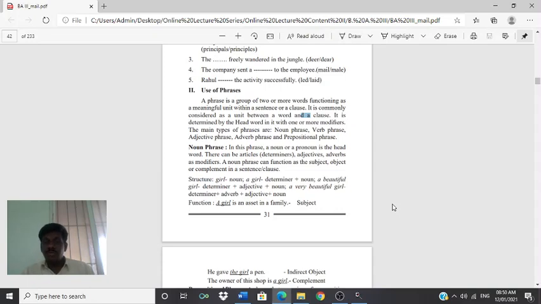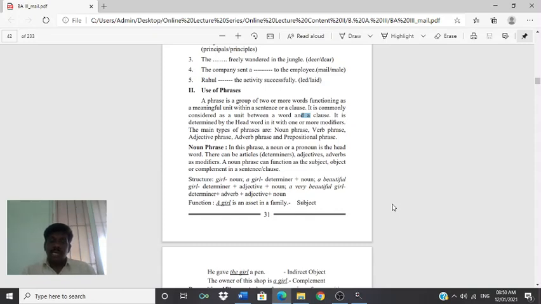Whether it is a noun, if it is a noun, it is called a noun phrase. If it is an adverb, it is called an adverb phrase. If it is a verb, it is a verb phrase. So you should recognize the appropriate head word. And when you understand the class of the head word, it is possible for you to understand the meaning of the phrase, whether it is a noun phrase or a verb phrase. So it is determined by a head word with one or more modifiers.